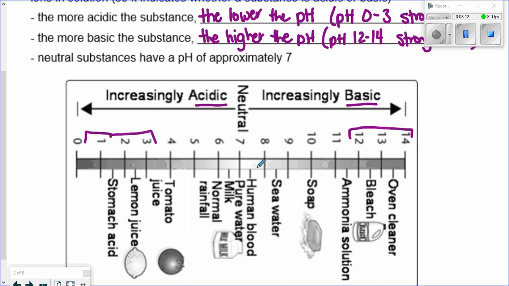And then things that are around neutral, like milk, are slightly acidic, and your blood is slightly basic due to buffers within your blood. So that's the general pH scale.